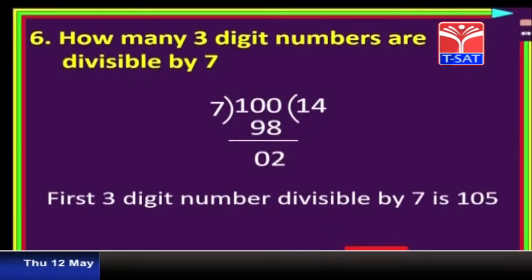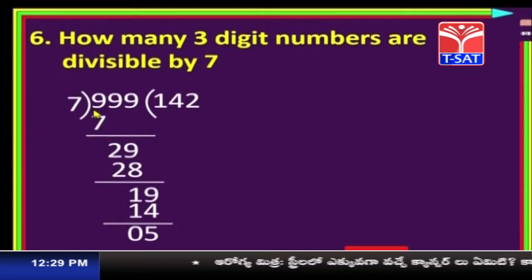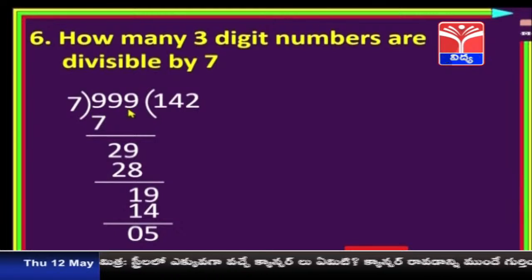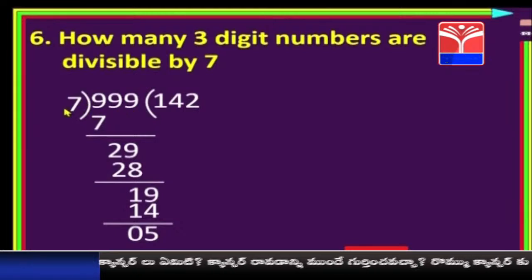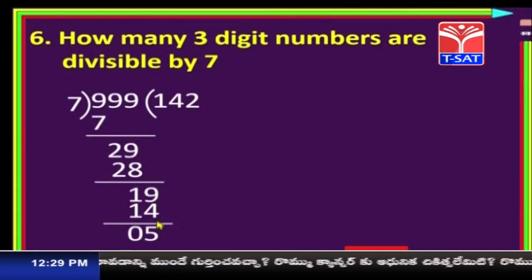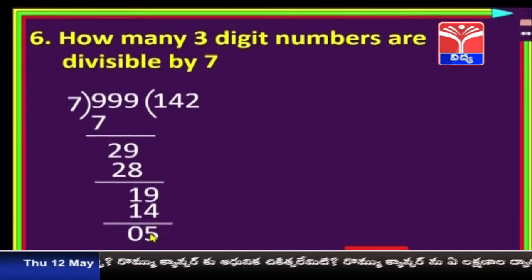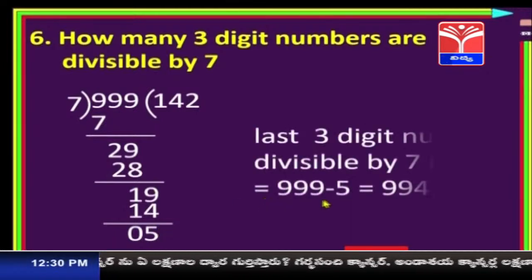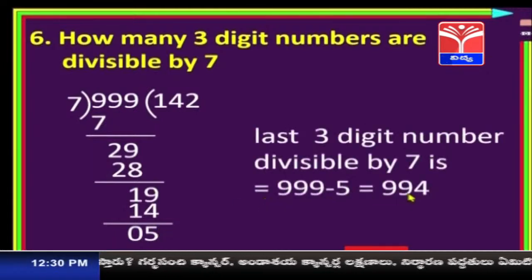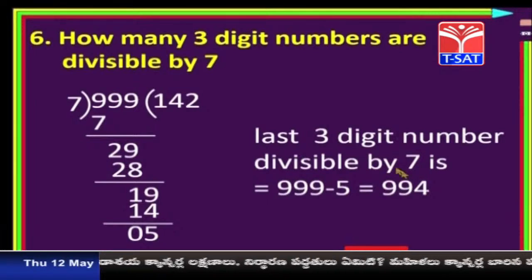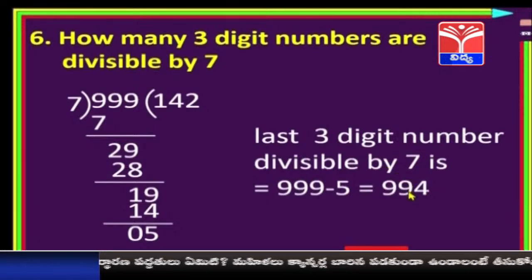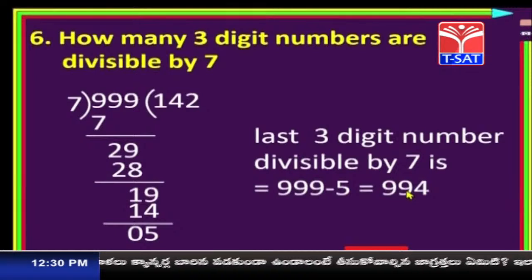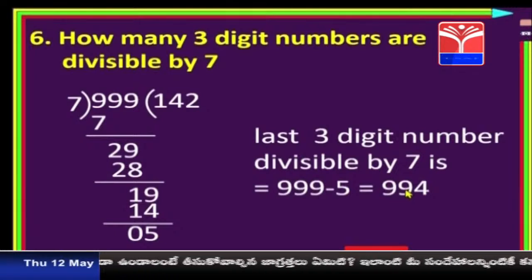Similarly, we can find the largest 3-digit number which is divisible by 7. The largest 3-digit number is 999. Divide by 7; after the simple division calculation, the remainder is 5. So, 999 minus 5 is 994. So, the greatest 3-digit number which is divisible by 7 is 994. Okay. The smallest number is 105 and the largest number is 994.